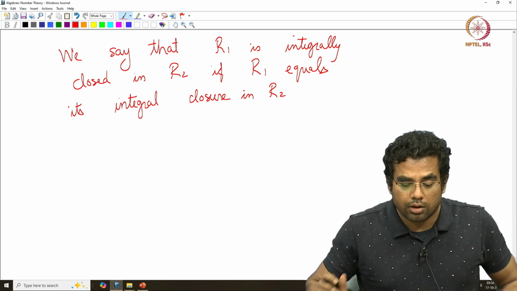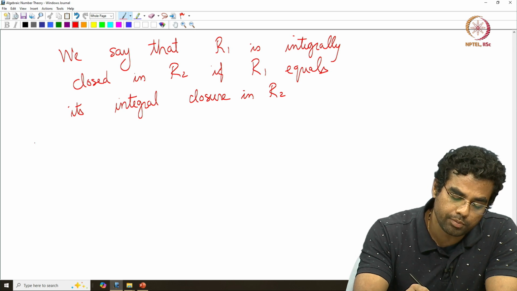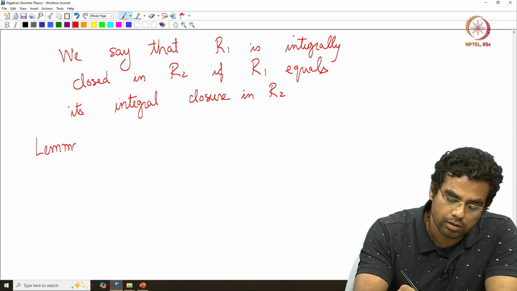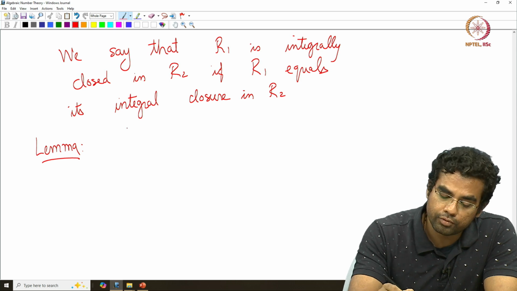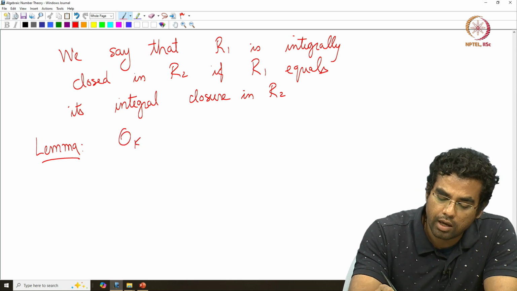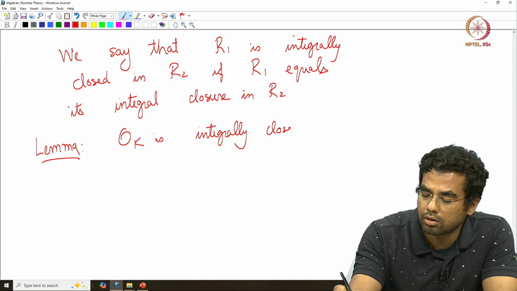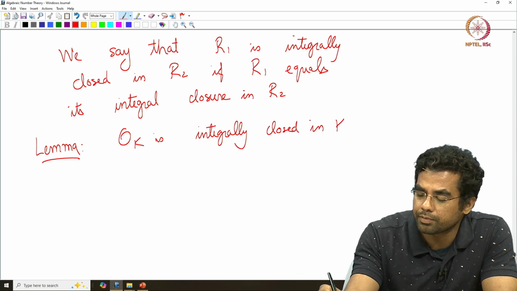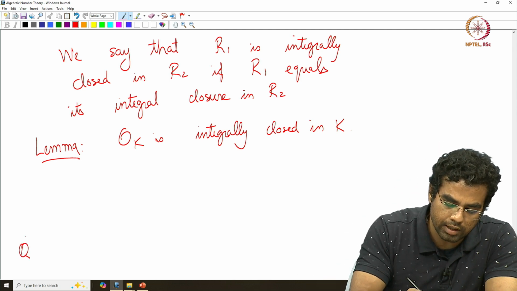So, given that, why is this definition important to us? Well, we prove the following. O_K is integrally closed in K. Right. So, why is this important? Let me recall the diagram again.